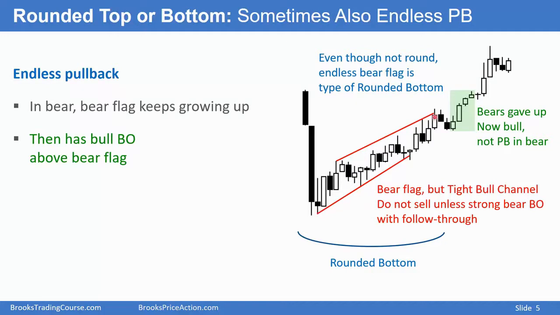If you want, you can call it a rounded bottom. A lot of times, this is what rounded bottoms look like. Again, it's basically a bear trend and then confusion, a trading range here and endless pullback, and then you get a reversal up. Had this broke to the downside, you would not call it a rounded bottom. You would have called it a bear flag.